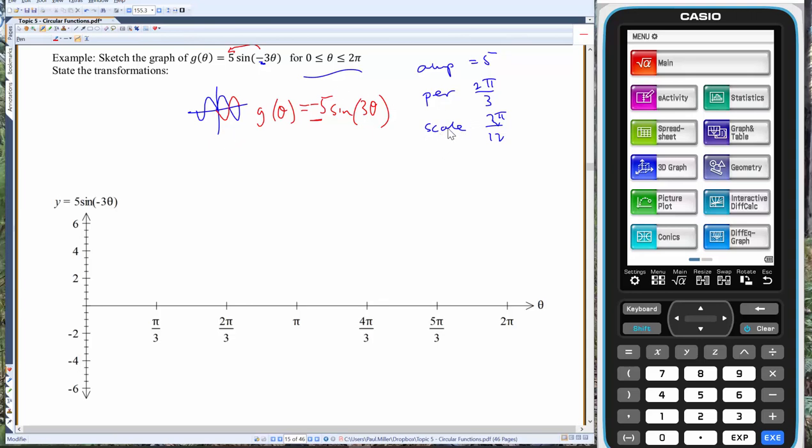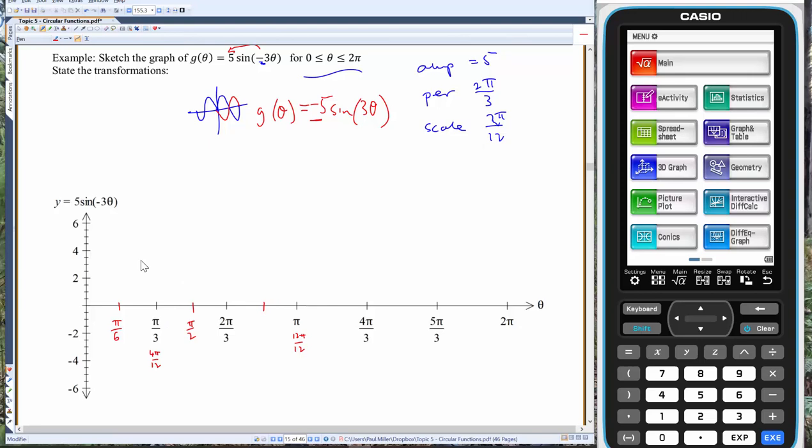Okay, so here we go with the sketch. So we've got pi on 3, which is 4 pi on 12. Here's 2 pi on 12, or pi on 6. Here is 6 pi on 12, or pi on 2. This is 8 pi on 12. This is going to be 10 pi on 12. And this one here will be 12 pi on 12.